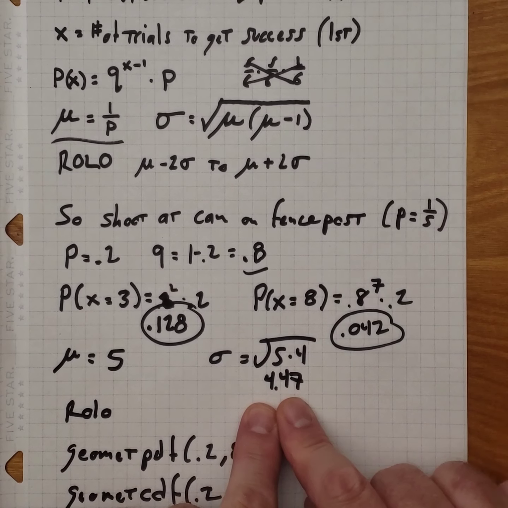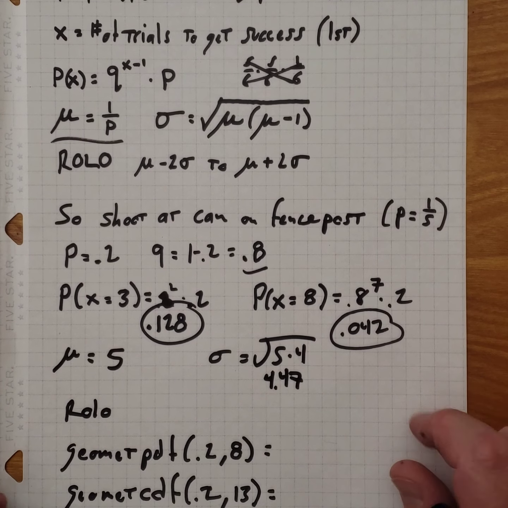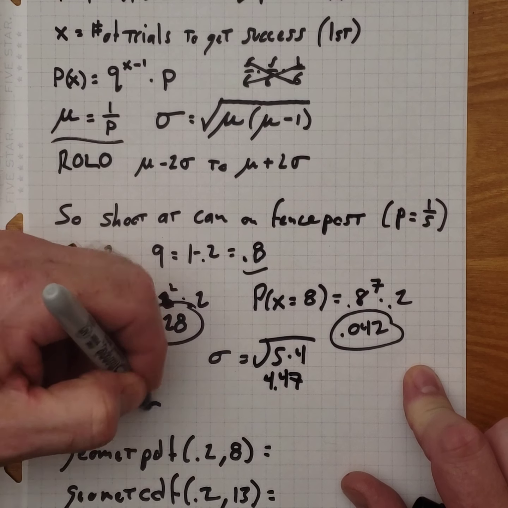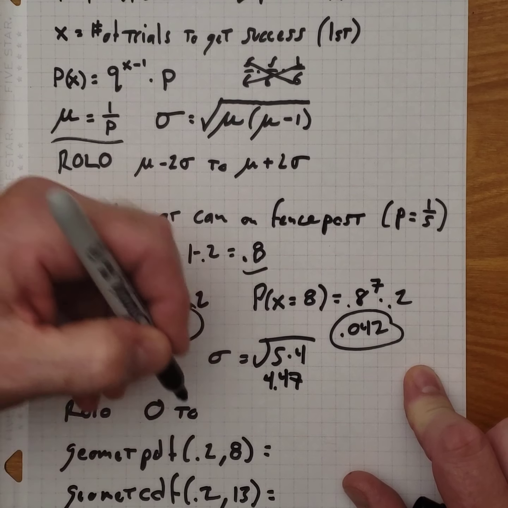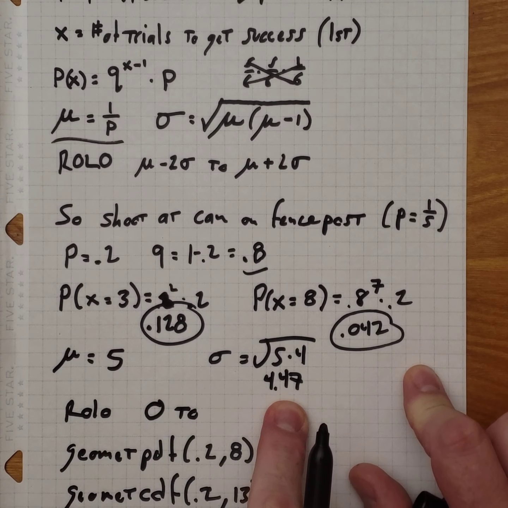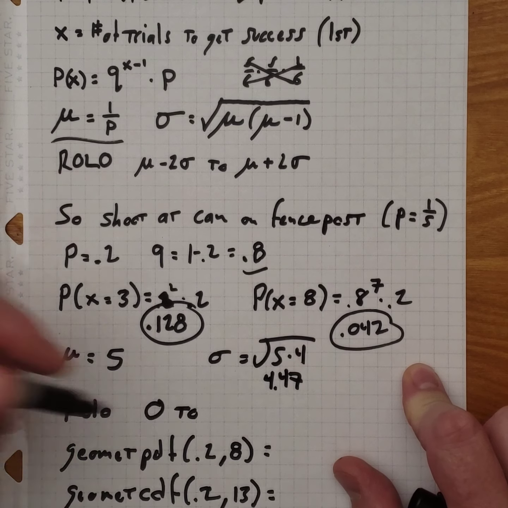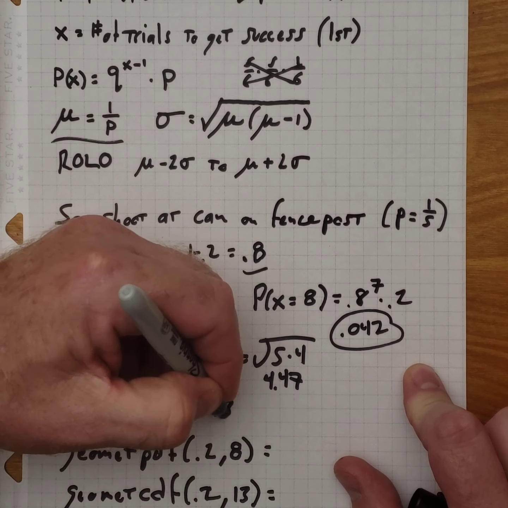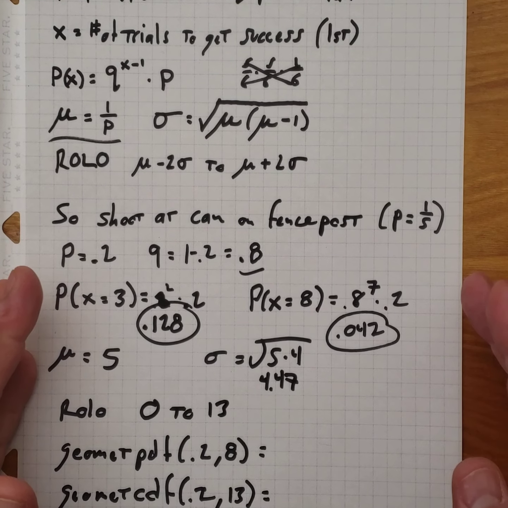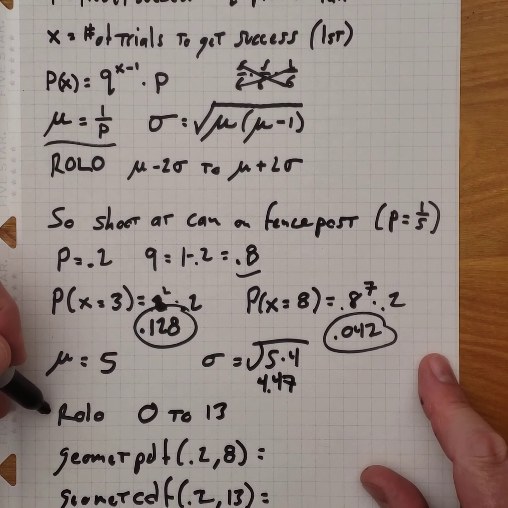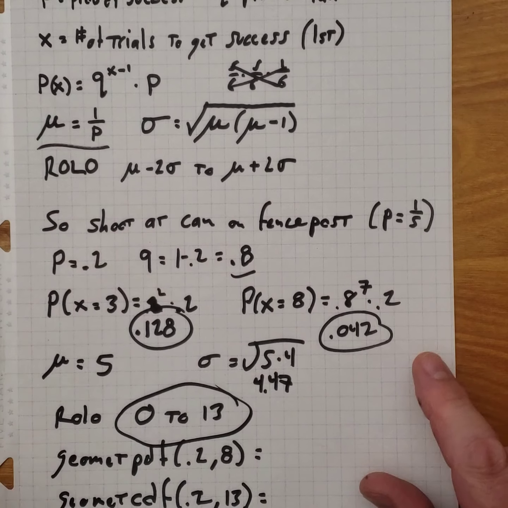If we double this and subtract it from 5, we're actually going to get a negative number. So call that 0. If we double that, we get about 8. Add it to 5, we get 13 point something, which we will round inward to 13. We always round with the range of likely outcomes, we always round in. So our range of likely outcomes is 0 to 13.